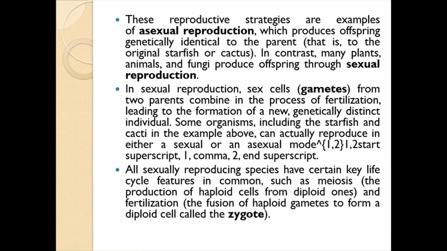In contrast, many plants, animals, and fungi produce offspring through sexual reproduction. We already have an idea about asexual and sexual reproduction. In our previous classes, we have already gone through this. In sexual reproduction, sex cells from two parents combine in a process of fertilization, leading to the formation of a new genetically distinct individual. And some organisms, including the starfish and cacti in the example above, can actually reproduce in either a sexual or an asexual mode.